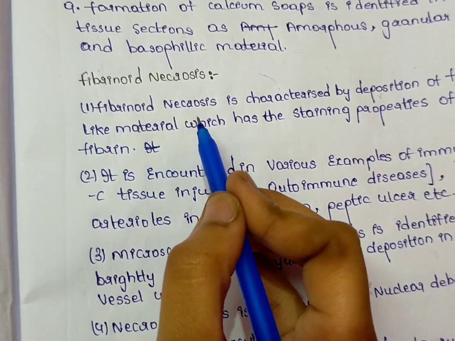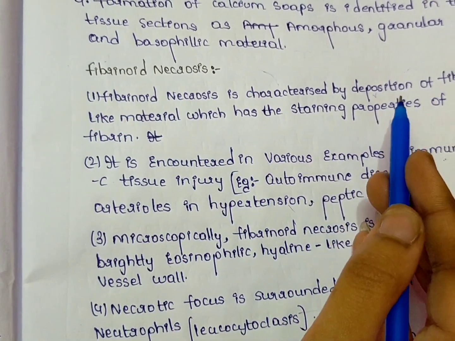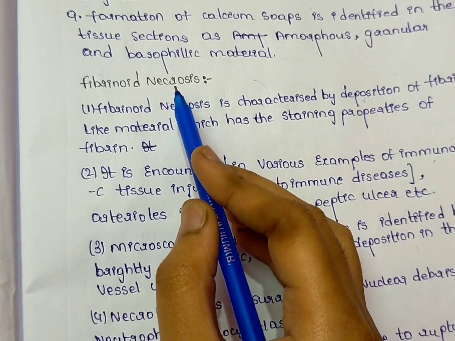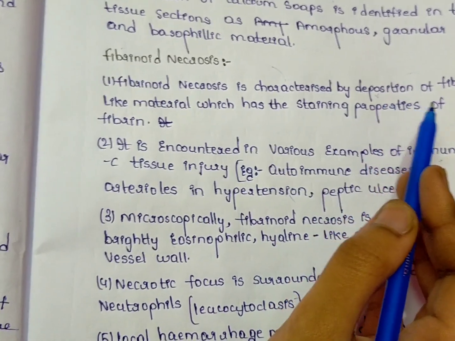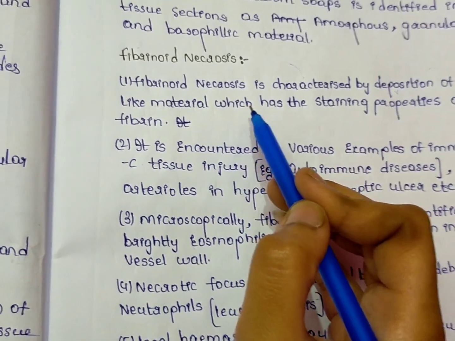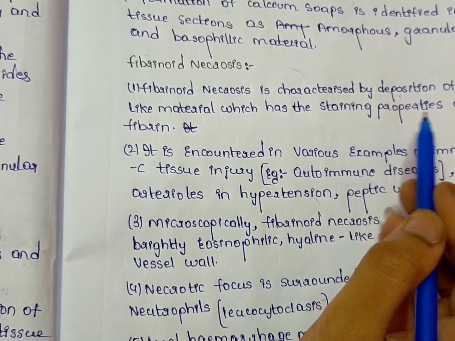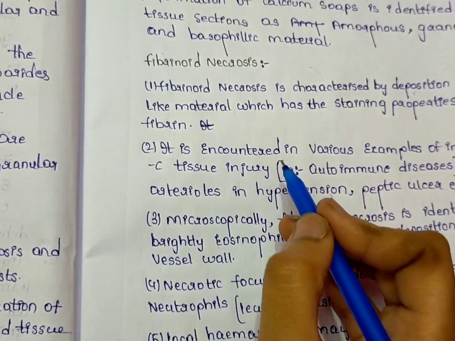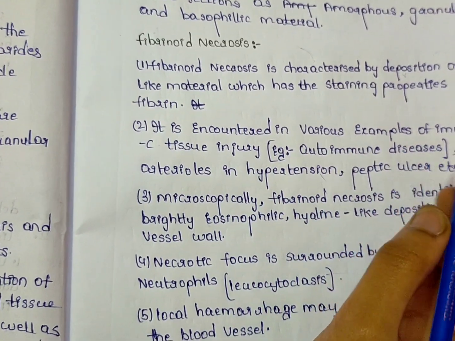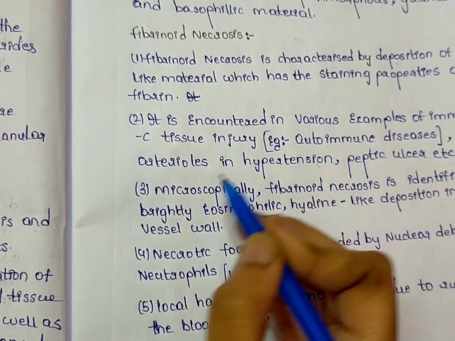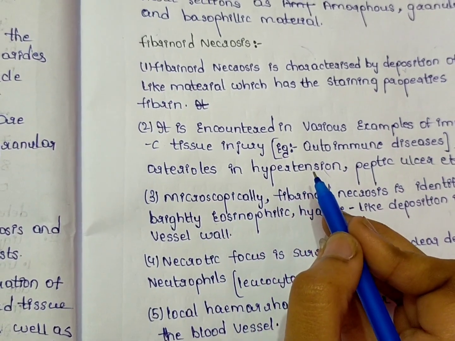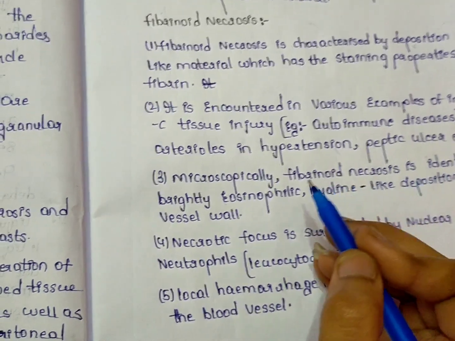Fibrinoid necrosis. Fibrinoid necrosis is characterized by the deposition of fibrin-like material which has the staining properties of fibrin. It is encountered in various examples of immunological tissue injury. Examples: autoimmune diseases, arterioles in hypertension, peptic ulcer, etc.